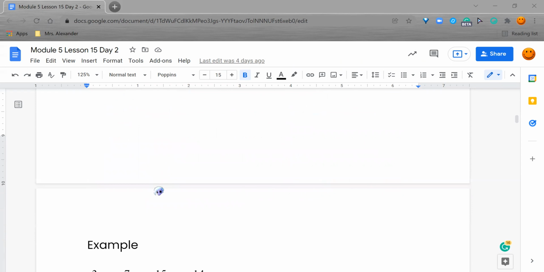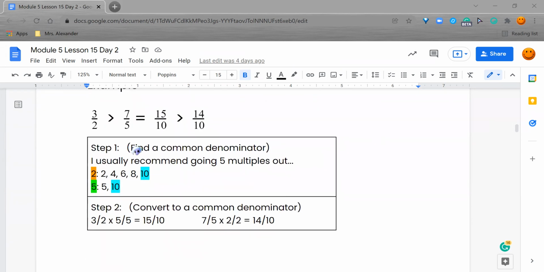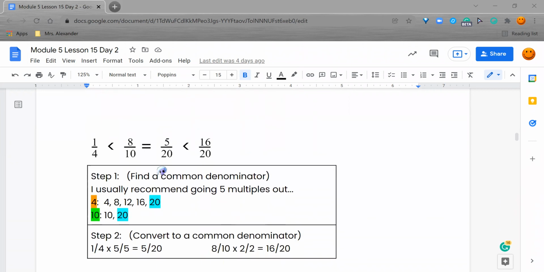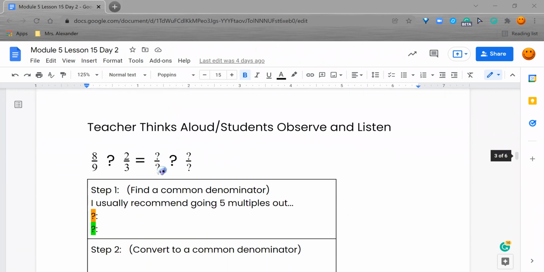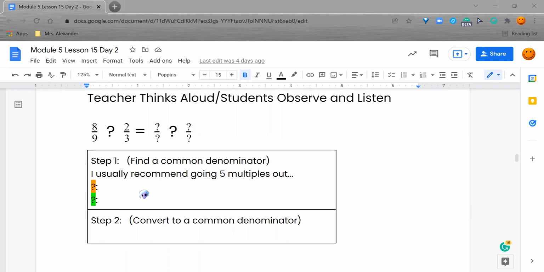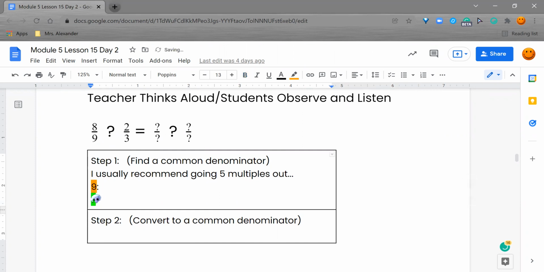So let's go look and see what we have. We have the same examples as we did yesterday. So I'm going to skip over these and we're going to jump down to participating by doing. So we have 8 9s and 2/3. So right here, I'm going to write my 9. And right here, I'm going to write my 3. And because 3 is smaller than 9, I'm going to go ahead and just write my 3 multiples out. So I'm going to go 3, 6, 9, 12, 15.